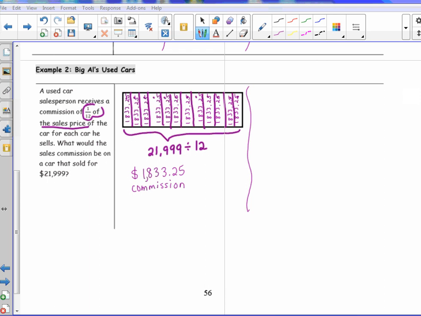The second way that we will solve this problem is to mathematically figure out what 1/12 of the sale price is. So we have 1/12 of the sale price. And we know in mathematics that of means to multiply. So we'll take 1/12 of the sale price, which is $21,999. And when we calculate that answer, we get a total of $1,833.25. And that is the commission earned on selling the car.